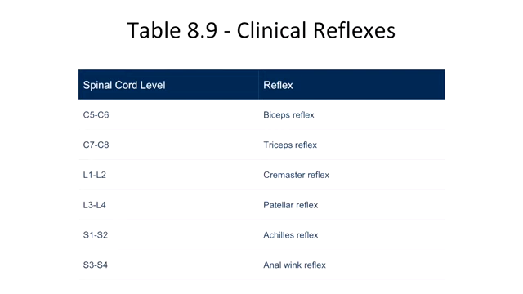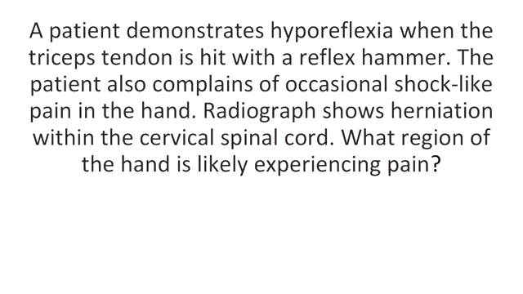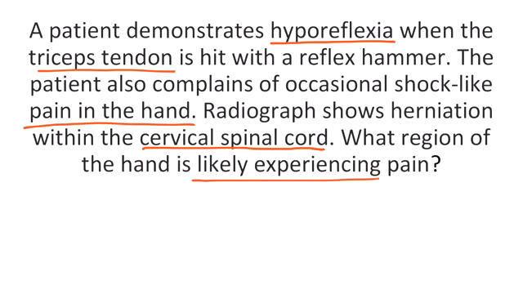Now let's do a question to apply this. A patient demonstrates hyporeflexia when the triceps tendon is hit with a reflex hammer. The patient also complains of occasional shock-like pain in the hand. Radiograph shows herniation within the cervical spinal cord. Now, what region of the hand is likely experiencing pain?